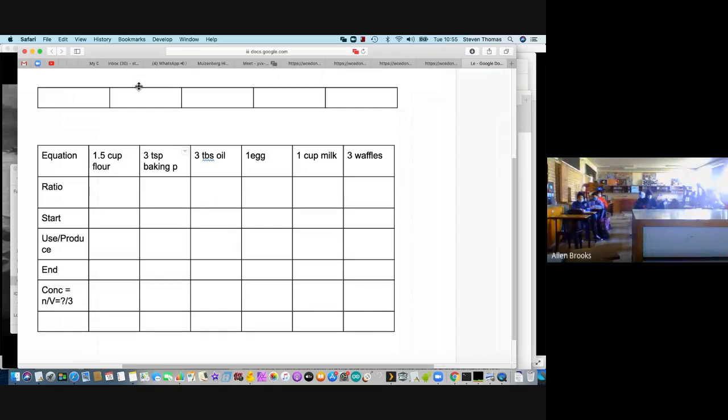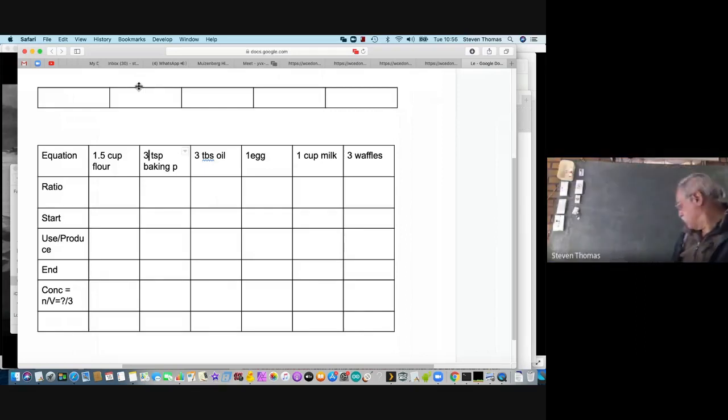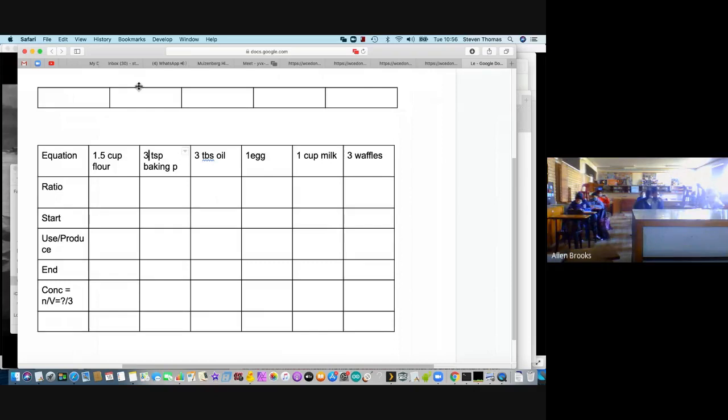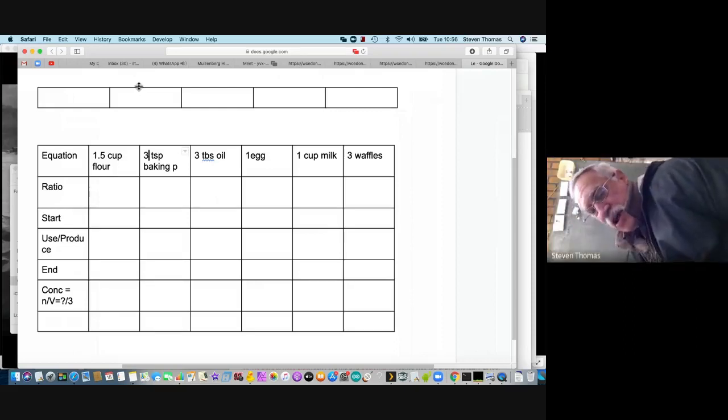Then we make the waffle recipe. Yeah, we're making waffles. You gave us the whole recipe. I still got my own recipe though. Sorry? I'm coming to school on Thursday.